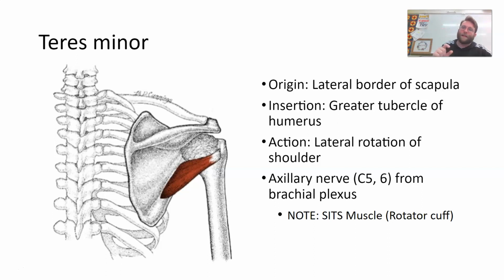Same for humans. It's going to originate on the lateral border, insert on the greater tubercle, and allow for lateral rotation, helping you bring your arm out as part of that rotator cuff. Okay? So all of these muscles firing allow you to do this motion here.